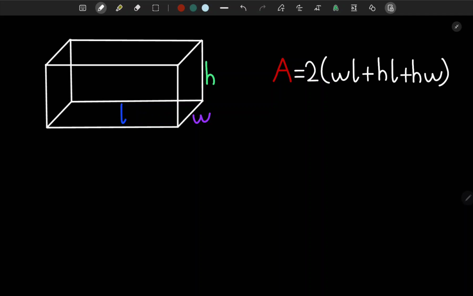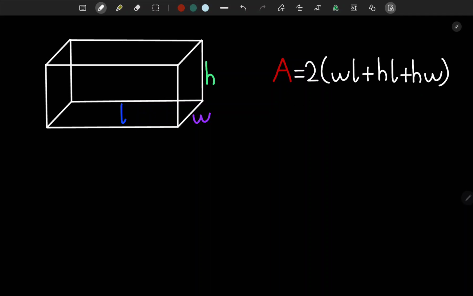Now when we say we want to calculate the surface area, it is basically the total area of all the surfaces of the box. And we will find each of these sides and just add them up for calculating the total area. So now let's see the formula. It states that it is 2 times (WL plus HL plus HW).